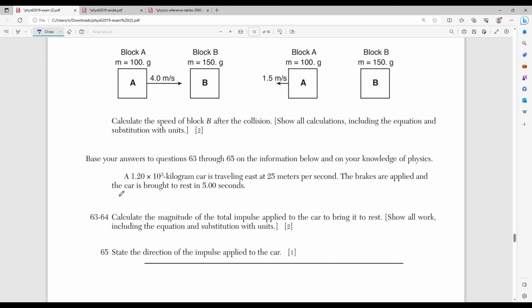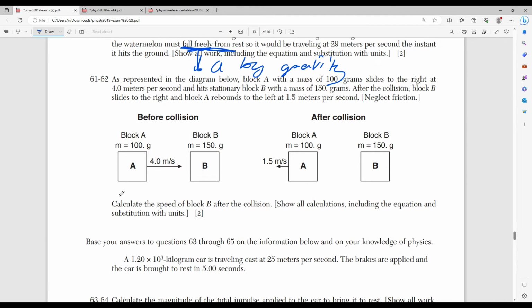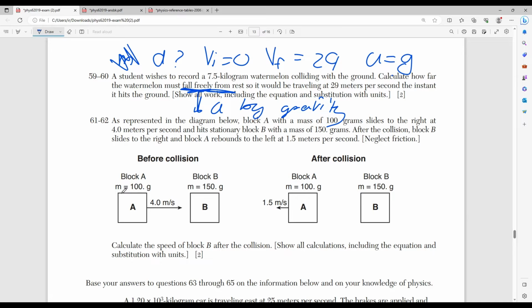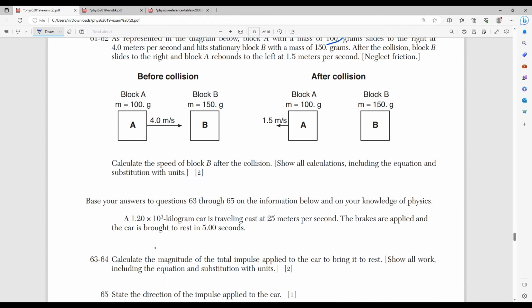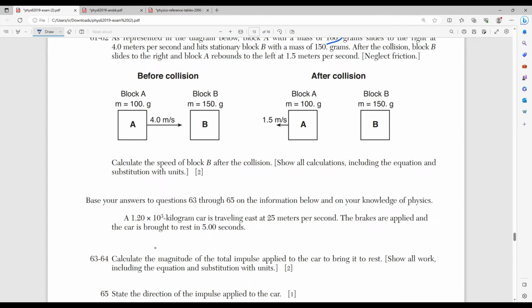Wait, I'm so confused. I hate the way that they format this, because I think the next question is what it's actually asking me, but here it's saying calculate the speed of block B after the collision. So right here, they give me m and they give me v, m and v, m and v, and now they're asking me for v.